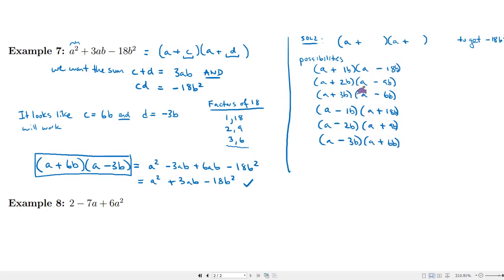No other possibilities. And then you can sort of systematically check which ones will work and which ones won't. And you'll only get the solution that's a minus 3b, a plus 6b. So this is the only one that's going to actually work. The other ones you would have to reject by trial and error.